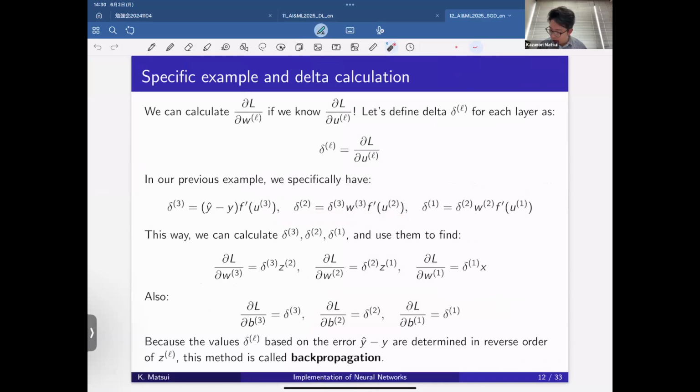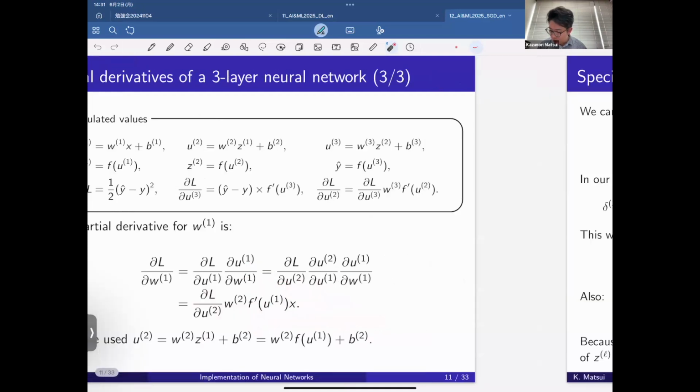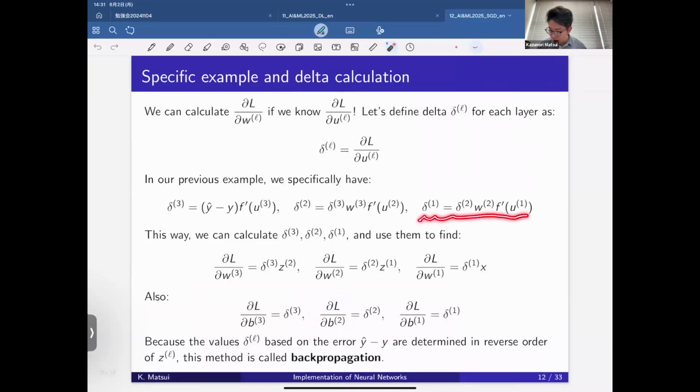So the same story: delta 1 is dL/du1, so this one. And dL/du1 equals dL/du2 times w2 times f prime of u1. dL/du2 is delta 2, so we obtain this equation.